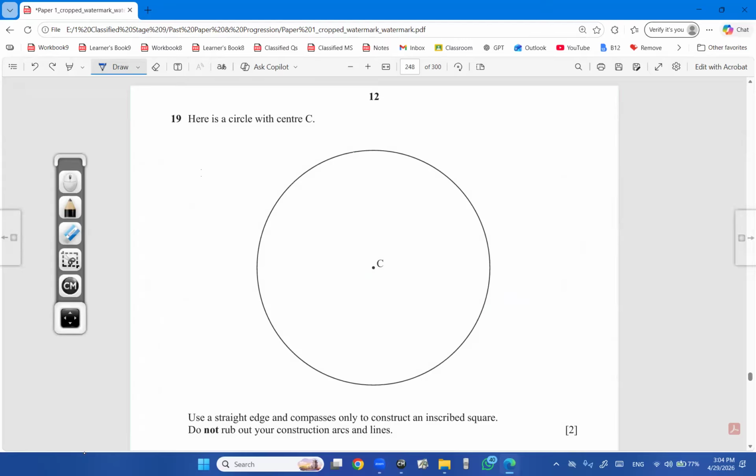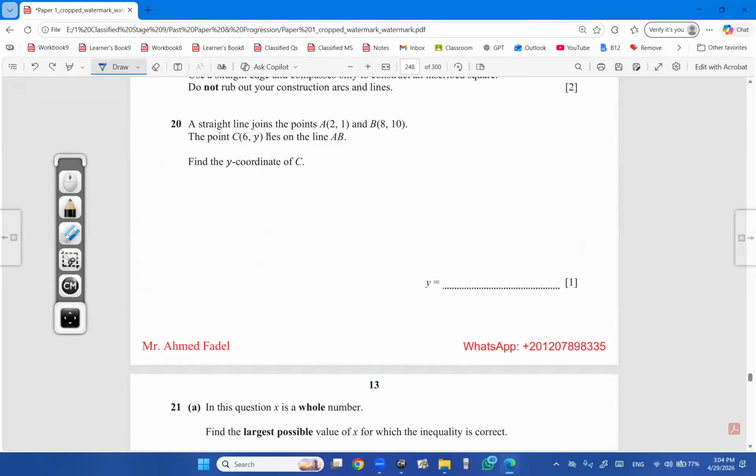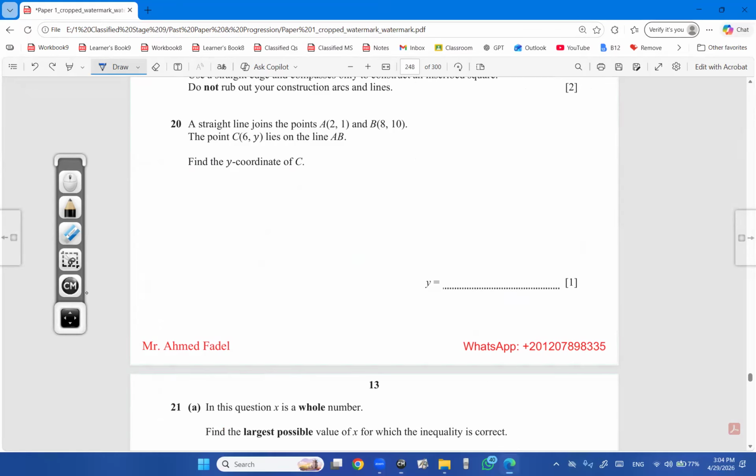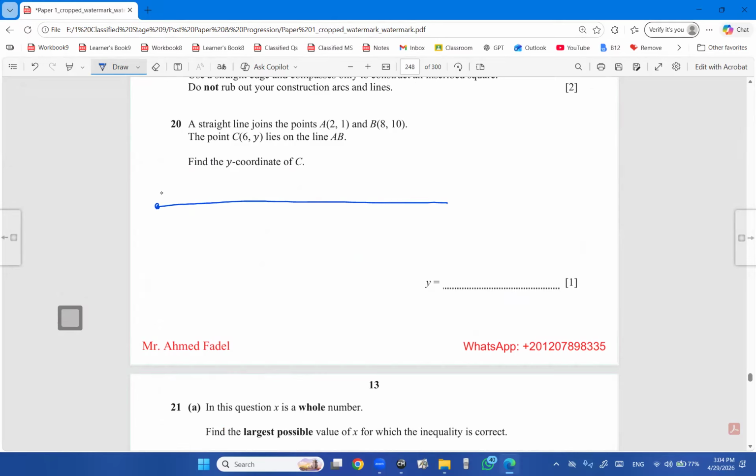All right, let's get back to the questions. A straight line joins the points A, which is 2, 1. So here is the straight line that they want. Second. It has A, which is 2, 1. It has B, which is 8, 10. And then it has also C, which is 6, Y. And we agree here, this is the B, 8, 10.